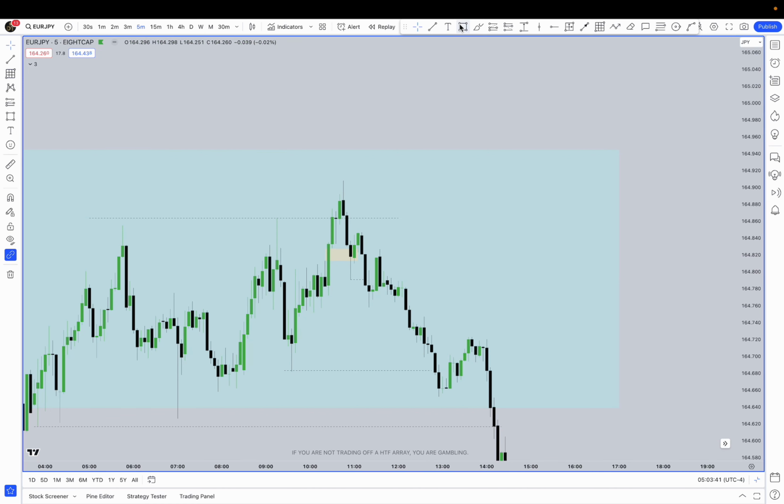So we're going to look at, okay, we have the SIBI right here. And also an inversion fair value gap. We're focusing on fair value gaps right now. From internal range liquidity to external range liquidity. External range liquidity back to internal range liquidity. And from internal range liquidity back to external range liquidity. Then back to internal range liquidity.